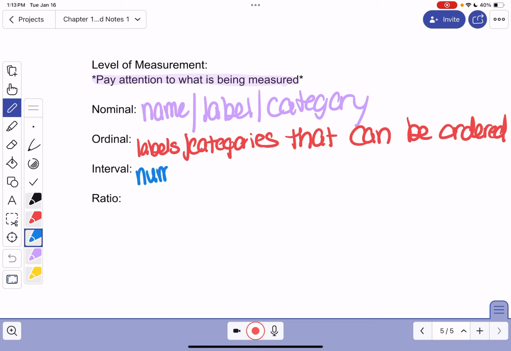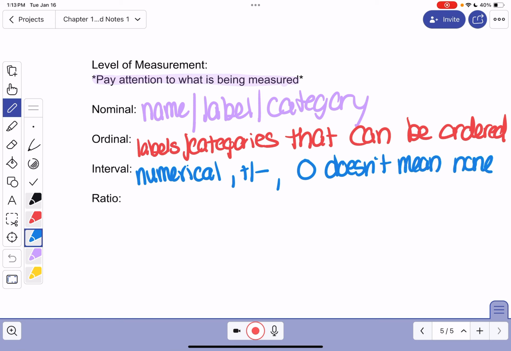Interval, now we're getting into numerical data. So you're getting numbers that you can do something with. Interval has to do with adding and subtracting. So you can compare how many more by adding and subtracting. So that's what's important. And 0 doesn't mean none. Like if we're talking about temperature, 0 degrees doesn't mean there's no temperature, it's just an actual value.